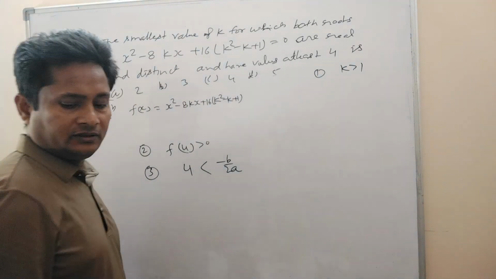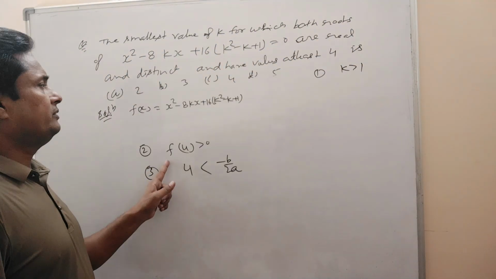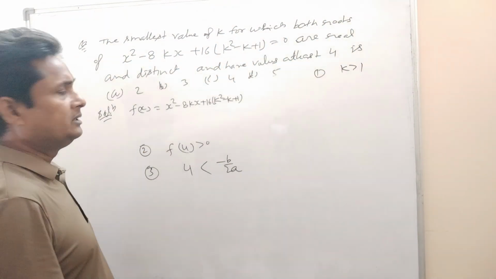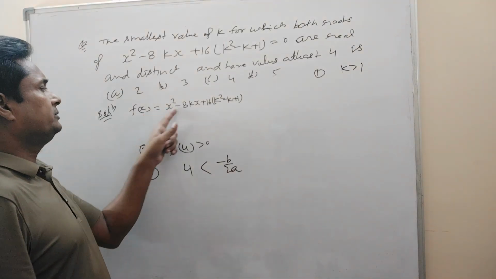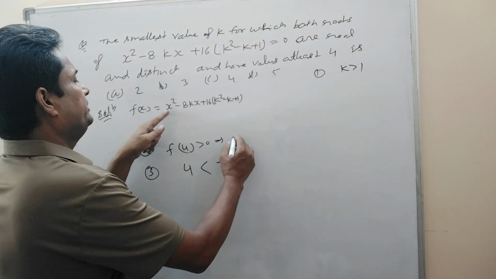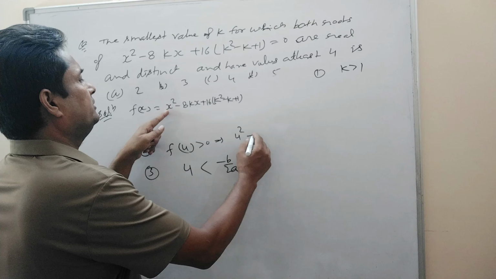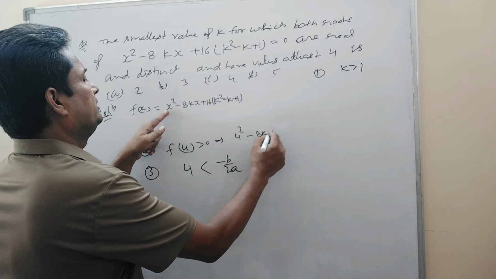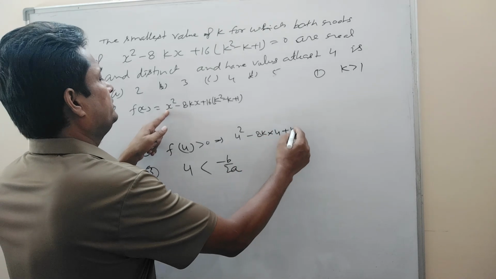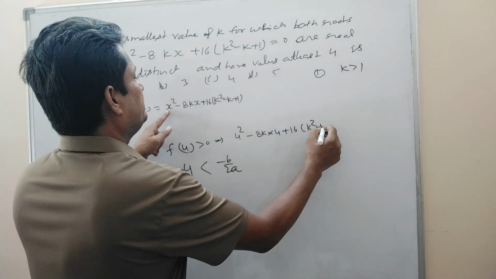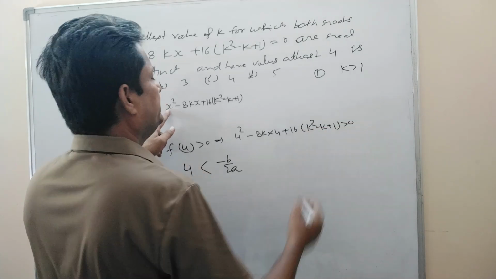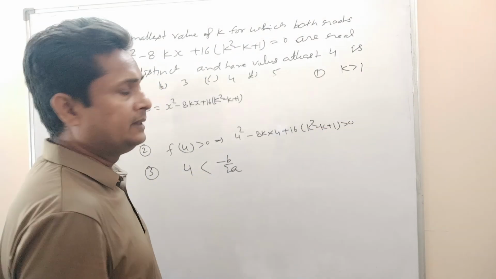Now simplify second one. F of 4 must be greater than 0. So substitute here x equal to 4. So this will be 4 square minus 8 into k into 4 plus 16 times k square minus k plus 1. This must be greater than 0.